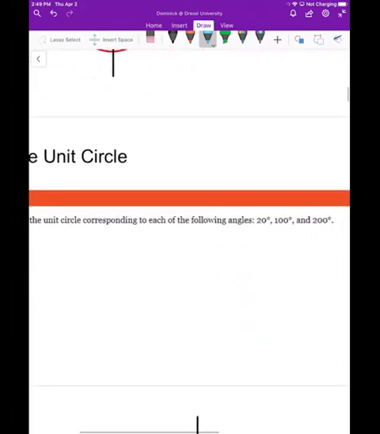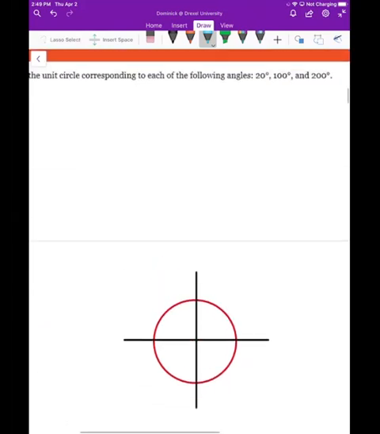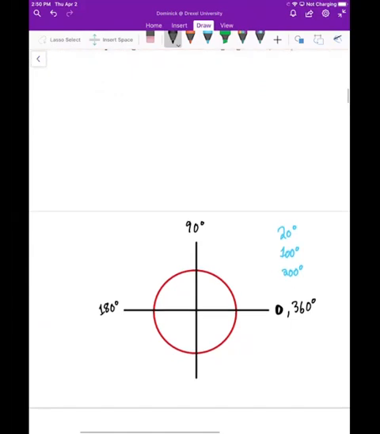Okay, well, now let's extend this and let's do the angles of 20, 100, and 200. Now, the way that I usually think about these is I first think that this is 0 or 360, depending on if I don't move or if I go around one full time. This is 90 degrees. This is 180 degrees. And if you add another 1/4, or another 90 degrees, you'll get that this is 270. Okay, now from here we can talk about what each of these are.